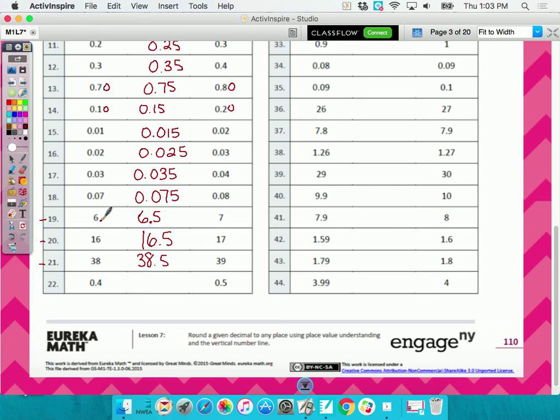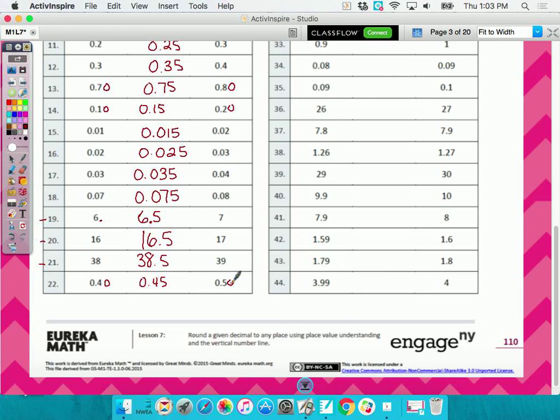Okay, and 22, Genesis, what do I need to write on that one? 0 decimal 4. How do you say that number? 45. You're close. 45 hundredths. Halfway between 40 and 50 hundredths is 45 hundredths.